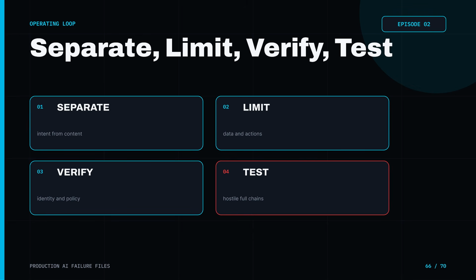You can remember the mitigation loop in 4 words: separate, limit, verify, test. Separate trusted intent from untrusted content. Limit the data and actions available to the model. Verify every consequential action against identity, policy, and user intent. Test the complete system with hostile content, not just the model with obvious phrases.